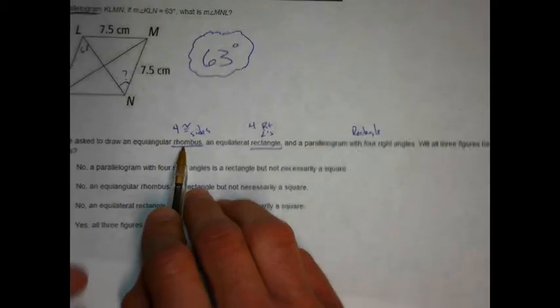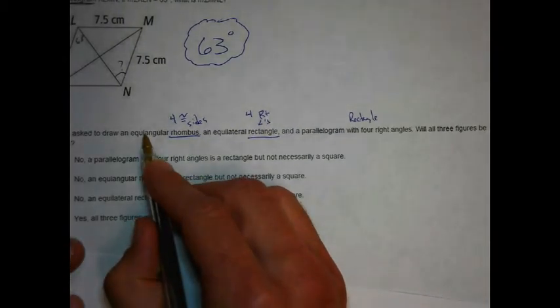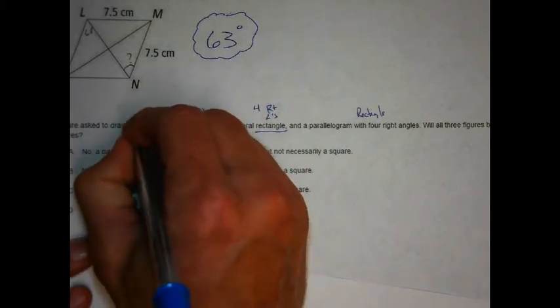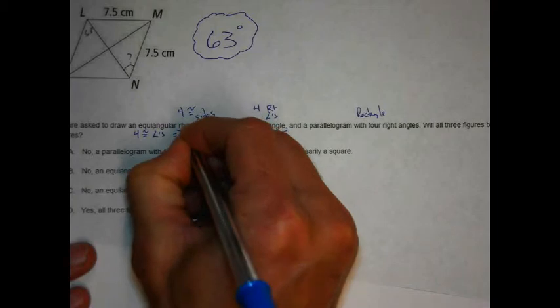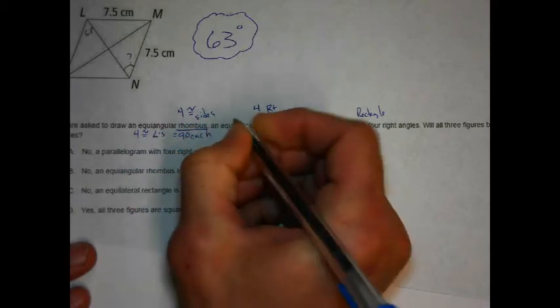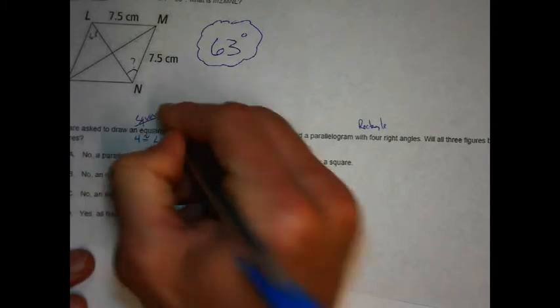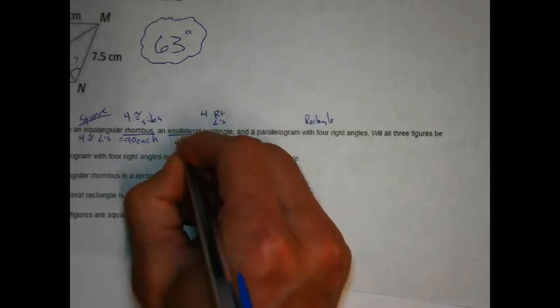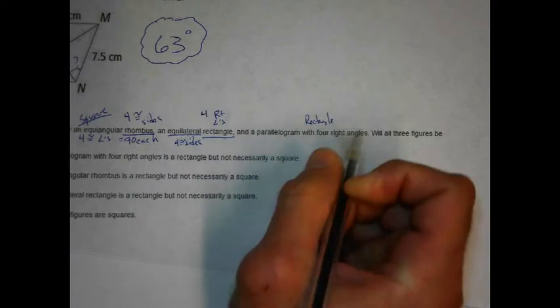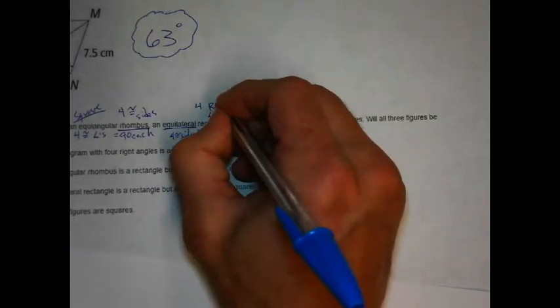Well, a rhombus has 4 congruent sides. But if it's equiangular, that means all 4 angles are congruent as well, so that's 90 degrees each. Therefore, this one is definitely a square. How about an equilateral rectangle? Rectangle means 4 right angles. Equilateral means 4 congruent sides. So we have congruent sides and congruent angles. That's a square, so this is also a square.